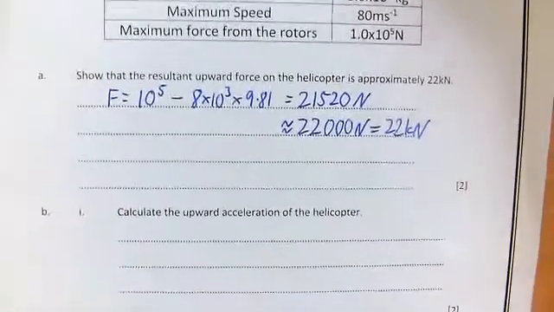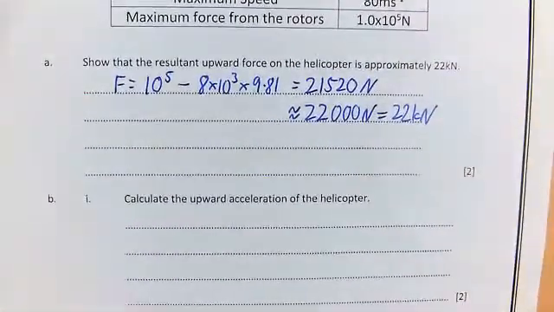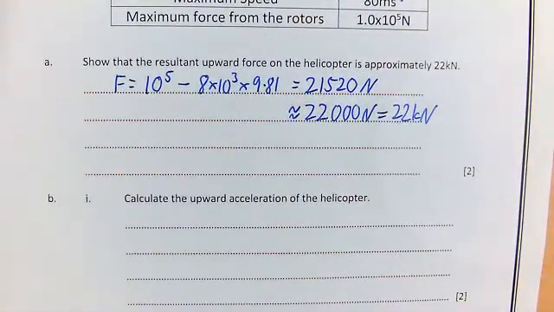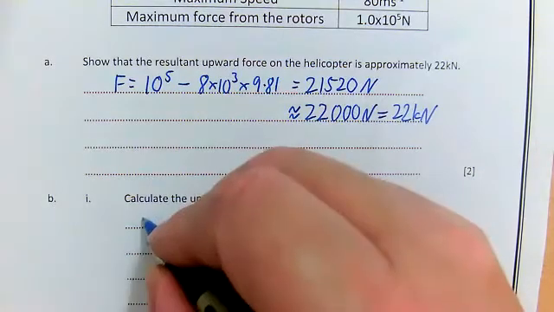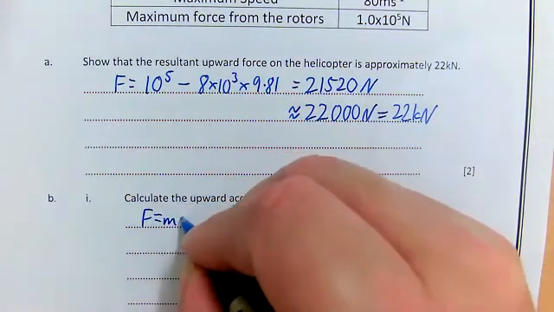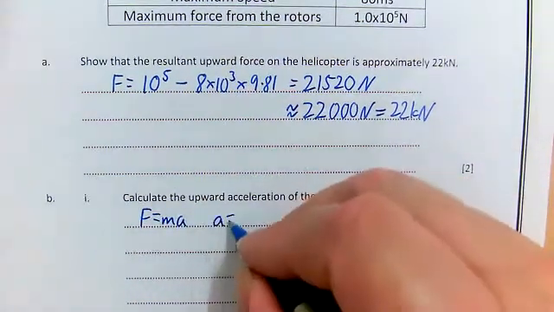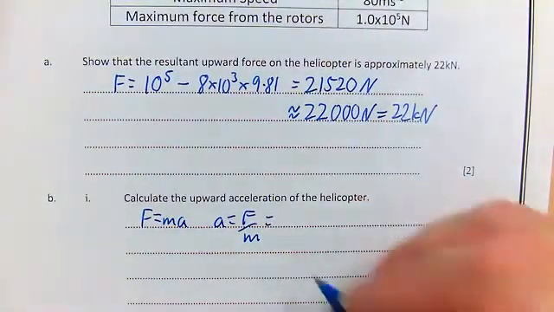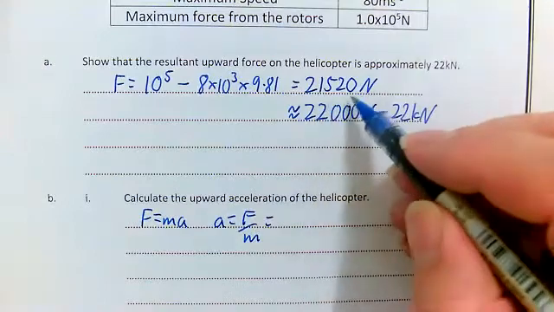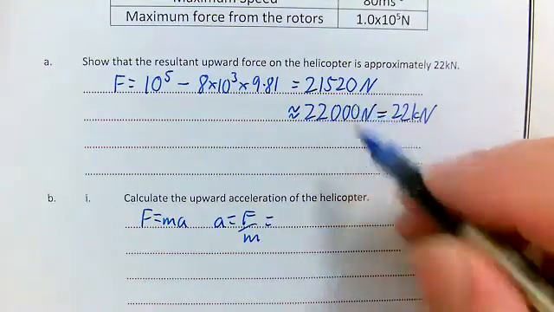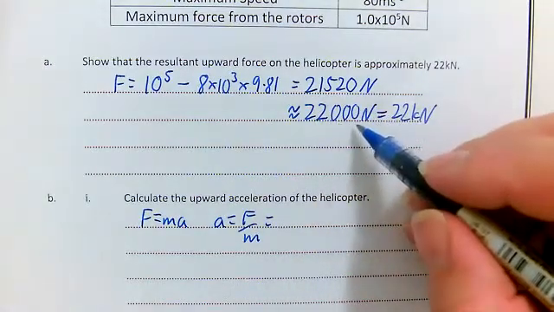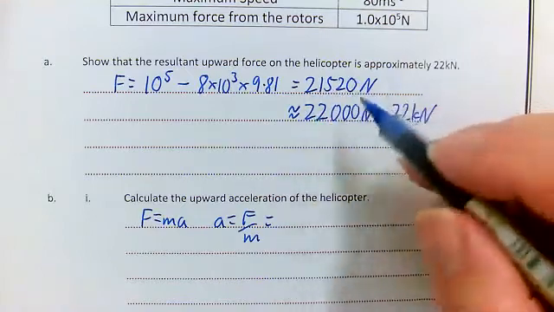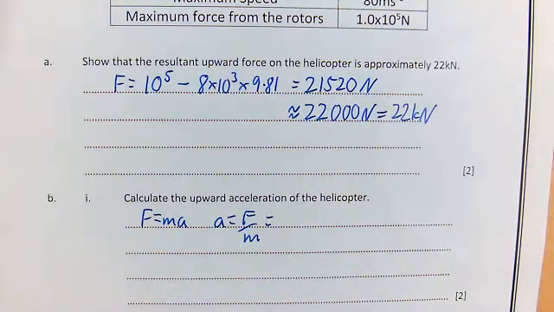The next one is to calculate the upward acceleration of the helicopter. In the first couple of questions, you can almost guarantee you'll have something that uses Newton's second law of motion. So you're using F equals ma. So the acceleration is F over m, very trivial. I'm just going to whistle through this one. I always recommend using your more precise value. But if you use 22,000, as long as the technique's there, you get the mark.